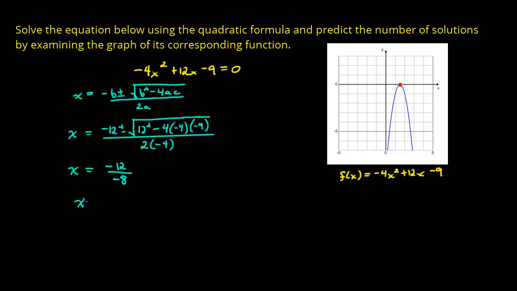Well, this simplifies, since both 12 and 8 are divisible by 4. So this simplifies to x is equal to 3 over 2. Now notice here that we only get one value for x, and that's what we predicted based on our graph.